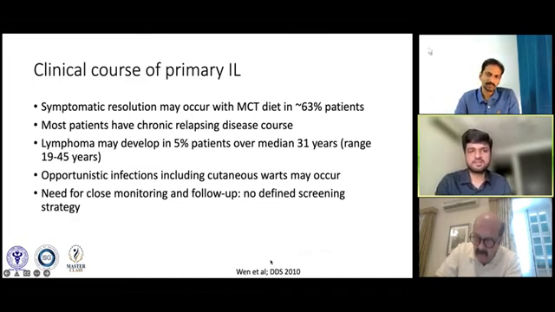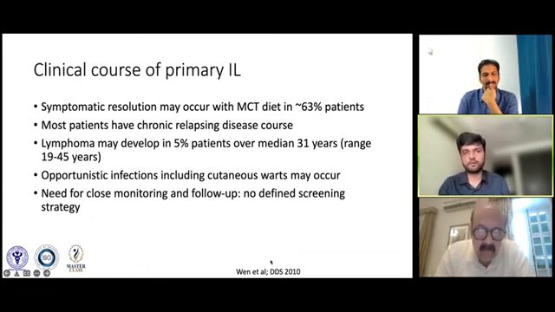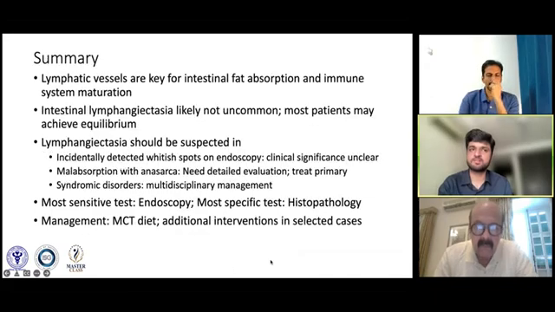The most concerning could be a lymphoma, which has developed in up to 5% of patients over a median 30 years of follow-up. Opportunistic infections, including cutaneous warts, may also occur. And there is a need for close monitoring and follow-up in patients who have established complicated disease. However, there is again no defined screening strategy or follow-up routine that can be followed in such patients.